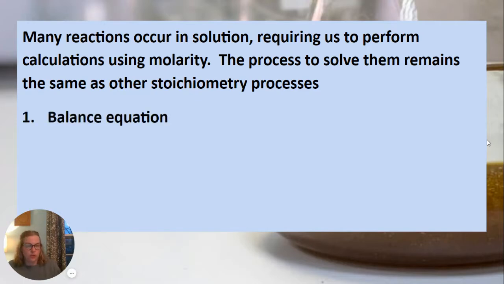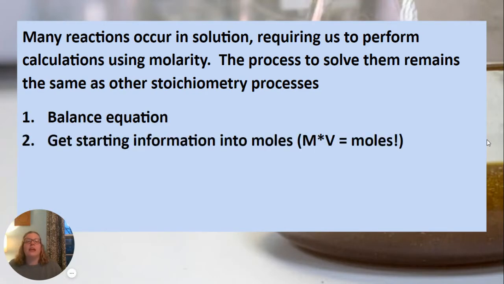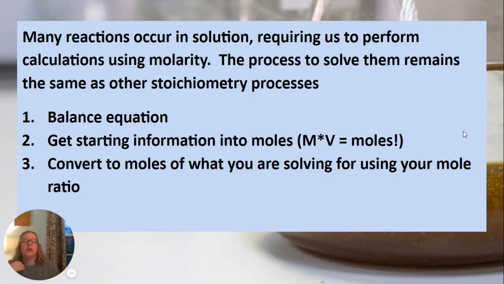So just like before, you need to balance your equation, then get your starting information into moles. If you have a molarity given to you, remember that M times V always gives you the moles of that solution as long as the volumes are in the same units. So whether your volume and your molarity are in liters or in milliliters, as long as they're the same, you should be good to go. But remember that, get your starting information into moles, then convert to moles of what you're solving for using your mole ratio, and then you solve for the correct units. So everything is the same.